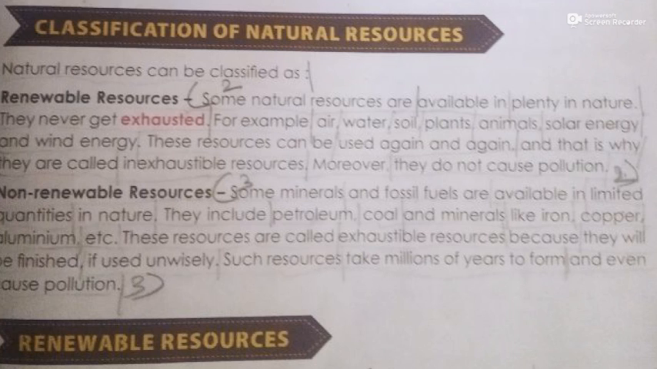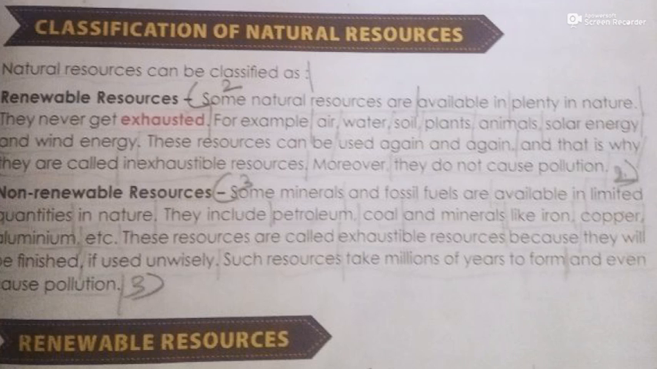So we can see the classification of natural resources. Natural resources can be classified into two: one is renewable and another one is non-renewable. Some natural resources are available in plenty. Naturally, we get plenty of them. They never get exhausted, meaning they will not be finished off. That is called renewable resources. The resources that we get in plenty cannot be finished.